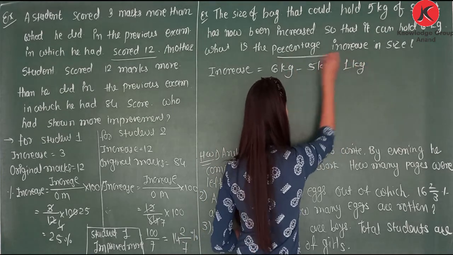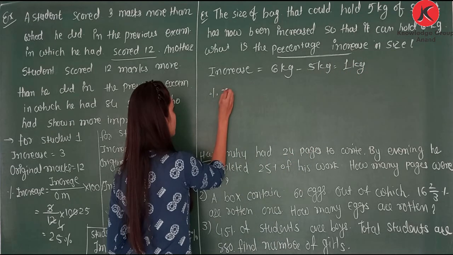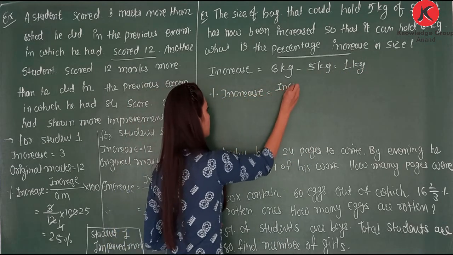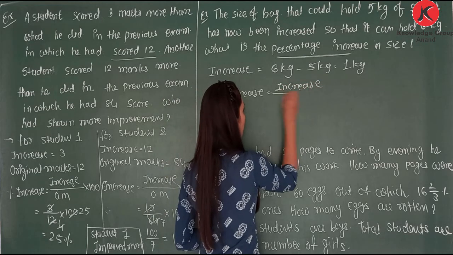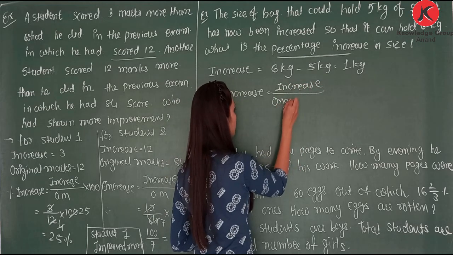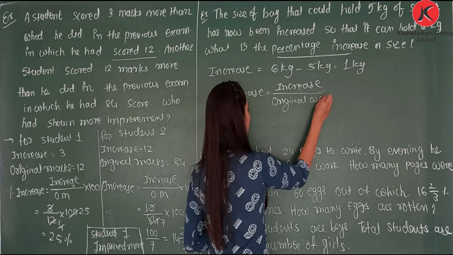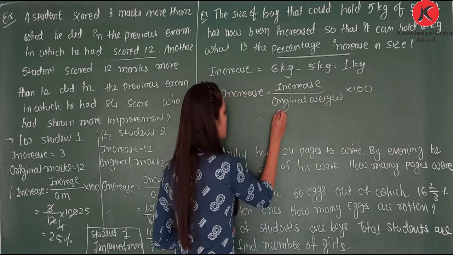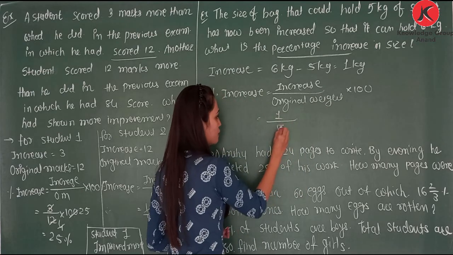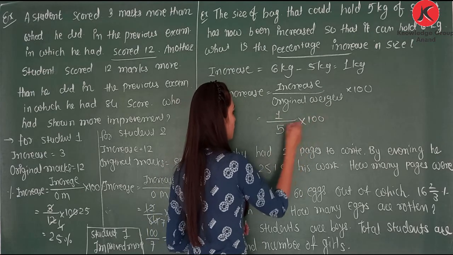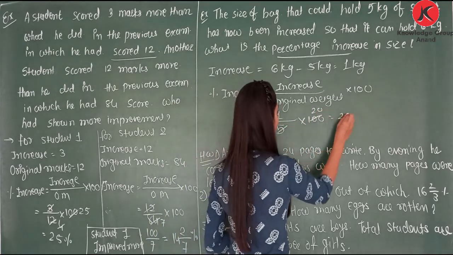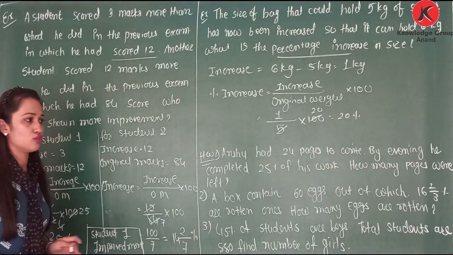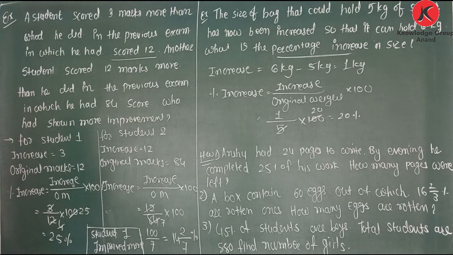So we can find the percentage increase is equal to increase divide original weight multiply 100. Now increase is of 1 kg, original weight is 5 kg, multiply 100. So it is 20% increase in a weight. Now here 3 examples are given that you need to solve it. Homework.